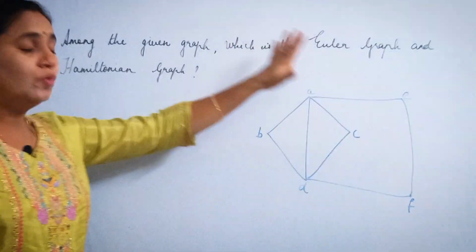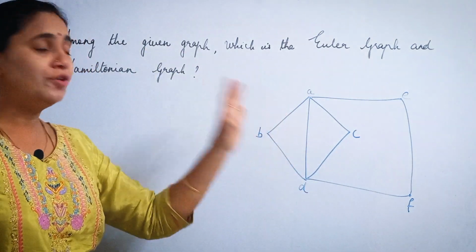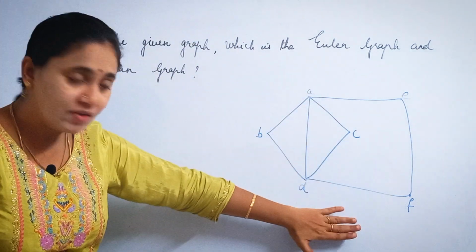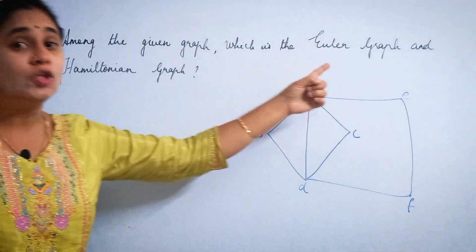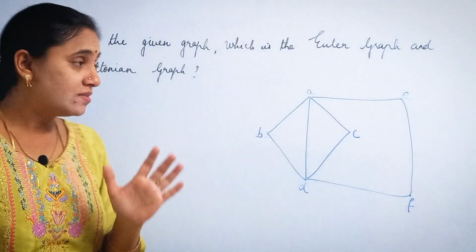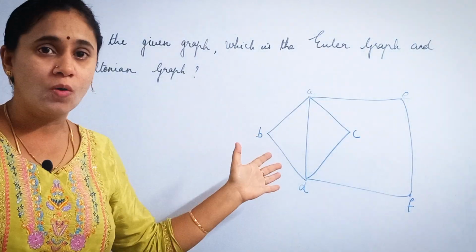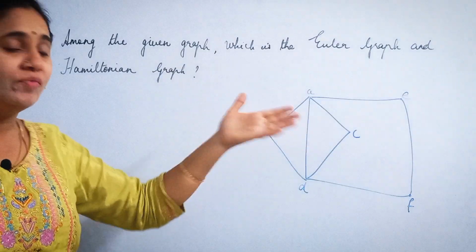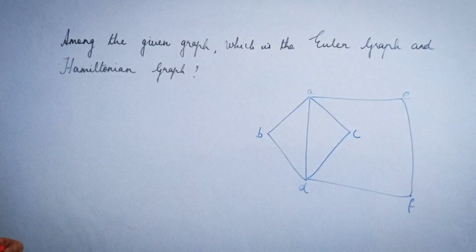So this is the given graph in your question. In this graph we are going to find what type of graph it is, whether it is an Euler graph or a Hamiltonian graph. Another thing is that not only this one, I am going to draw 2 or 3 graphs, and you must work them out along with me and find out whether it is this or this one. So now we will go for solving it.